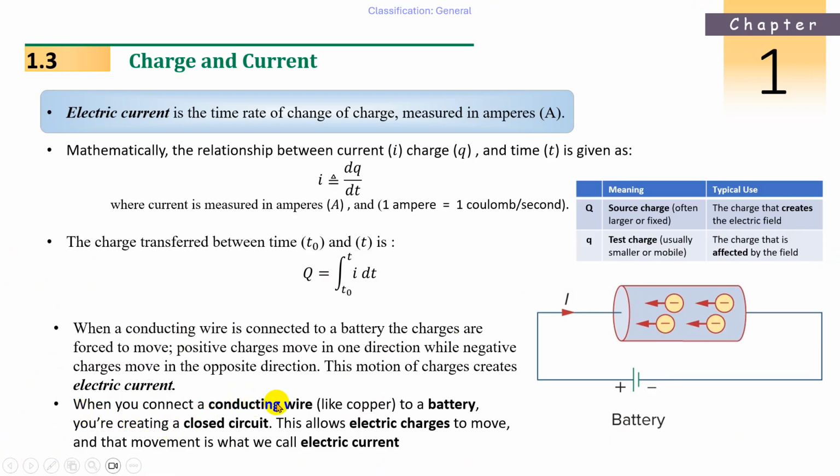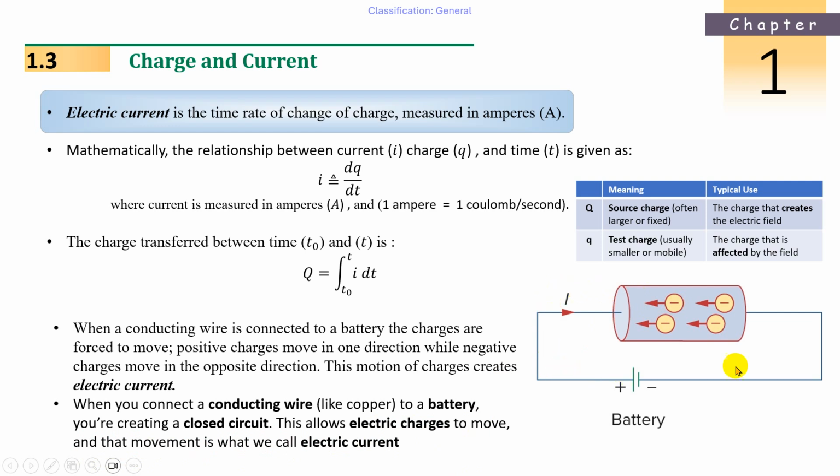When you connect a conducting wire like copper to a battery, same thing I am explaining in another way. When you connect a conducting wire like copper to a battery, you are creating a closed circuit. Closed circuit means we are completing the circuit. Then this allows electric charges to move, and that movement we call electric current.